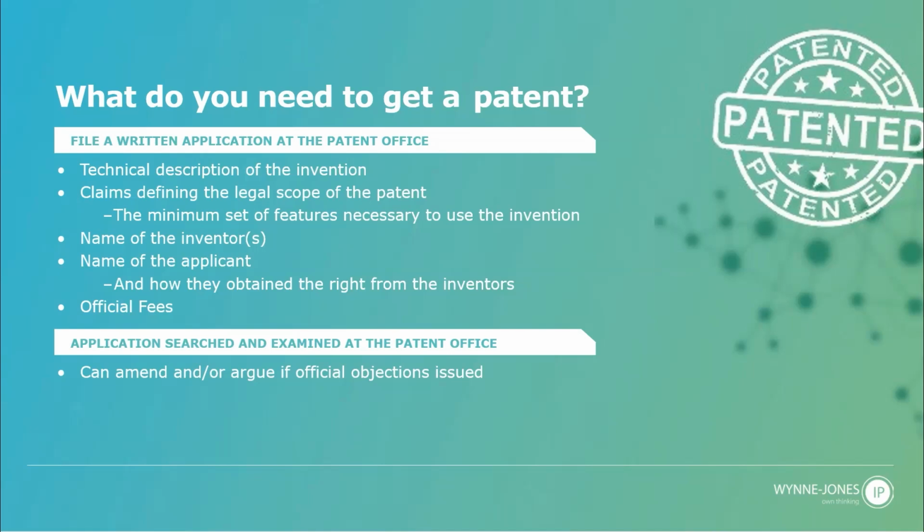You have the names of the inventors are necessary and the names of the applicants if they're different, and how they got the rights from the inventors, and some official fees. And that's the basic material on which the patent right is granted.